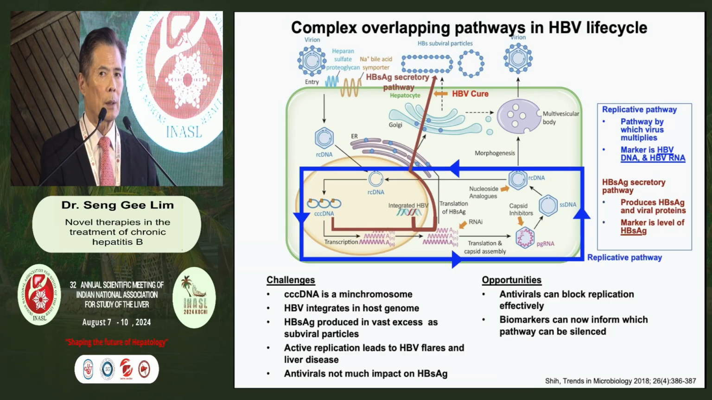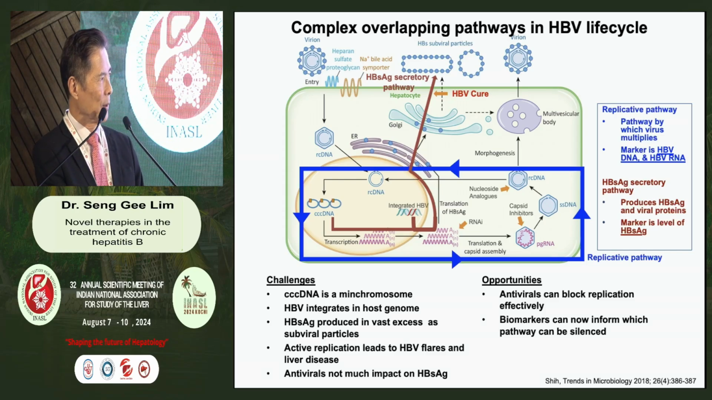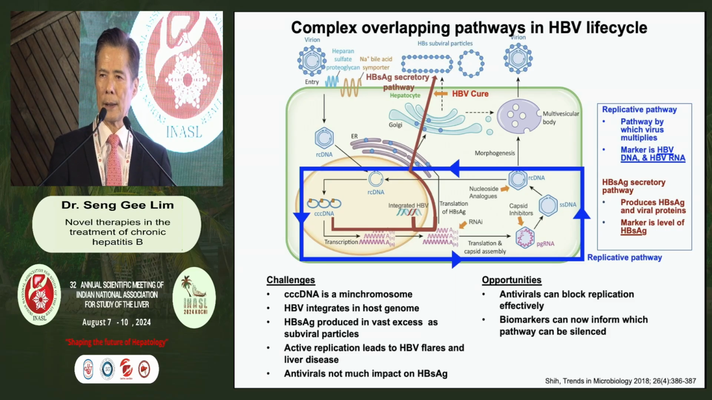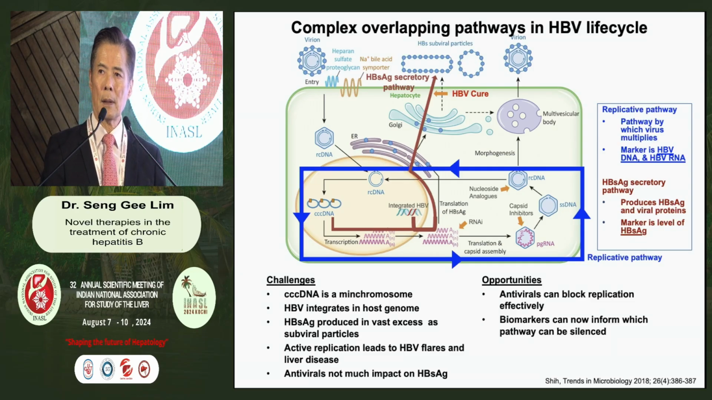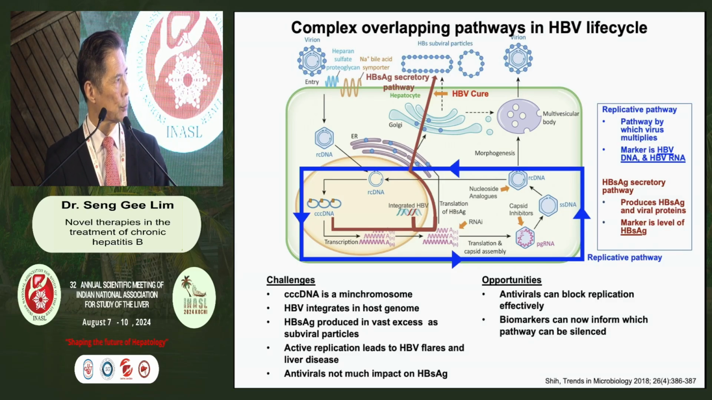So the problem with the virus is that cccDNA is a mini chromosome. I've not heard of a chromosome being able to be removed from a liver cell, so that'll be very challenging to do. And there's also viral integration, and the production of S antigen in excess as subviral particles probably leads to impairment of the immune response. And active replication leads to flares and liver disease, so the use of antivirals has not had much impact on S antigen loss. The opportunities are that antivirals can block replication effectively, and now the biomarkers listed here are able to distinguish which pathway is being affected by hepatitis B. And this is what we're going to look at in the new novel therapeutics.